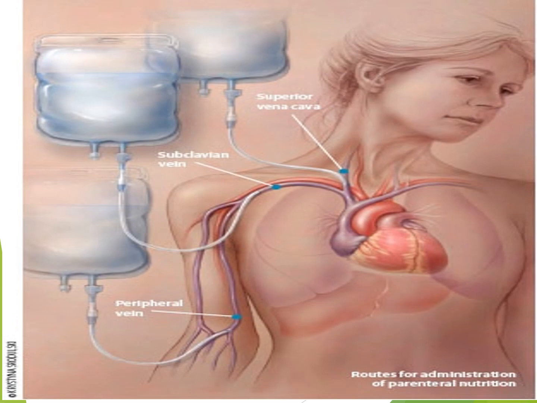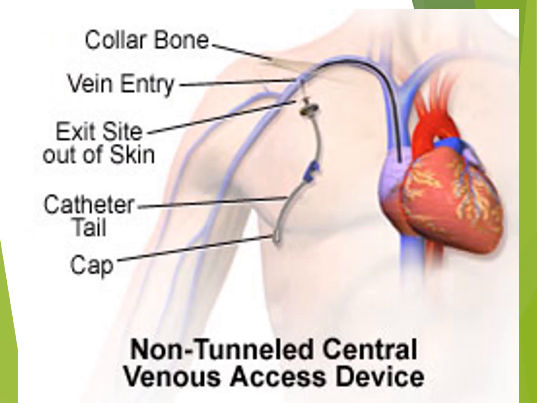So this pretty much shows you, of course, the routes there of the subclavian vein, the different veins that they can use when they're doing central lines. Well, this is a non-tunneled central venous access device that's inserted into the patient. You can see the catheter tail, the cap, the exit site out of the skin, the vein entry, collarbone, and it goes directly, of course, to the heart.